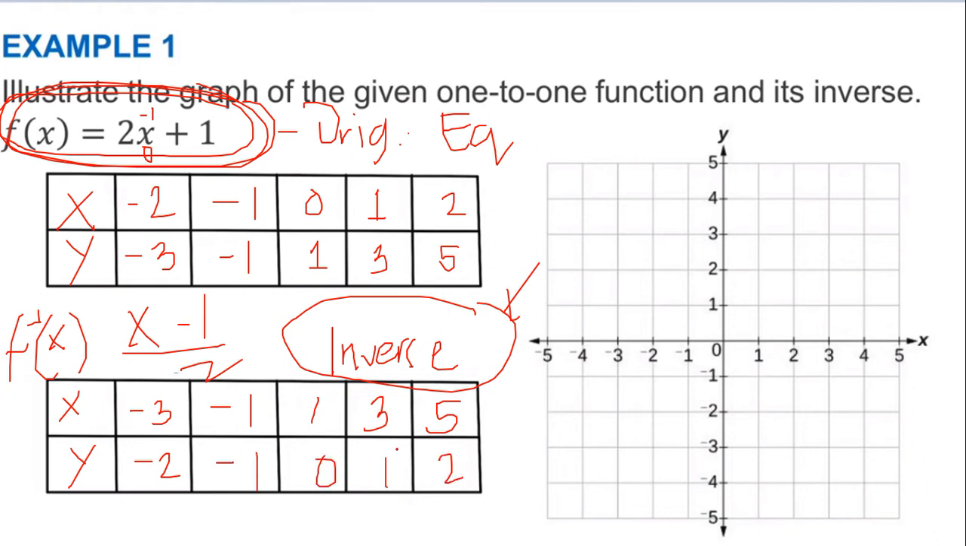Then let's try if it is true. Then x minus 1 all over 2 is our inverse function. So let's try the value of x, which is negative 3. So negative 3 minus 1 all over 2 is equivalent to what? What is negative 3 minus 1? Negative 4 all over 2. That is negative 2, which is true. Did you get it?